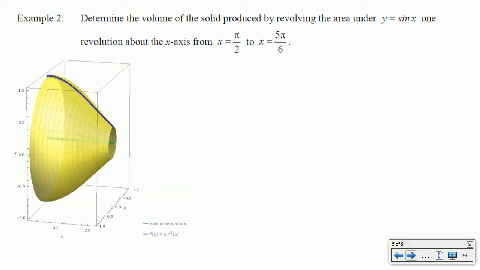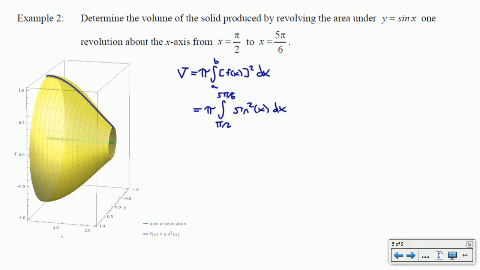For the next example, we need to determine the volume of the solid produced by revolving the area under y equals sine x, one revolution about the x-axis, from x equals pi over 2 to x equals 5 pi over 6. So we can start with our formula V equals pi integral from a to b of f of x squared dx. In this example, we would have pi. The limits of integration would be pi over 2 to 5 pi over 6. I would sub sine x in for f of x, so I would have sine squared of x dx.